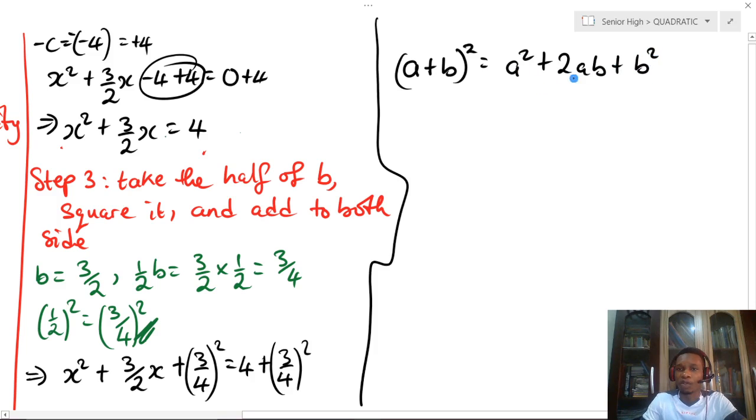Now if I was to write this right hand side value, I can write it back as this, right? This is the opened expression, but this is the squared value. So when they expanded this bracket, they got this. That is exactly what's happening here. Look at this. We have x squared plus 3/2x plus 3/4 squared. This almost looks like this, only now it has different values.